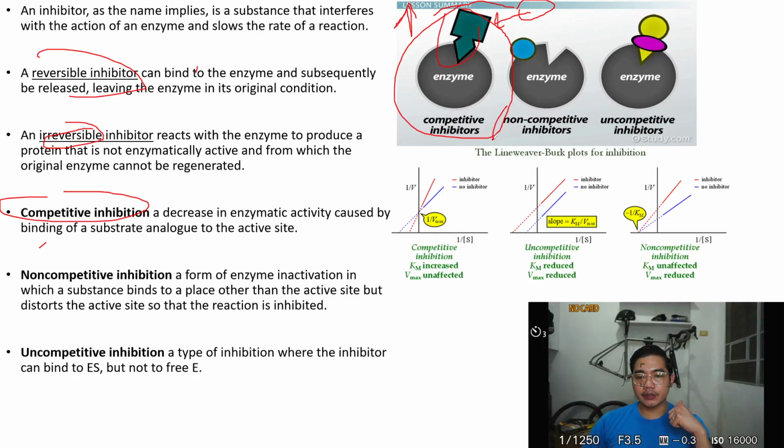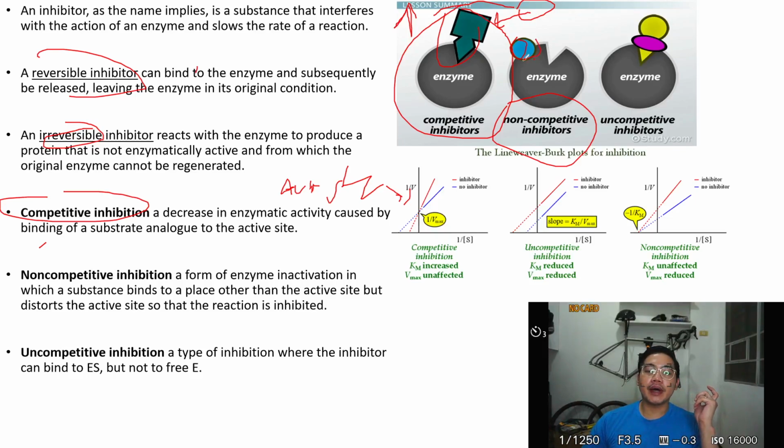Next, we have your non-competitive inhibitor. Your non-competitive inhibitor binds to the allosteric site. Now, what is the allosteric site? Remember that your enzyme is a protein, and proteins have a complex 3D structure. So there is also another binding site. Allosteric site simply means a binding site that is not the active site.